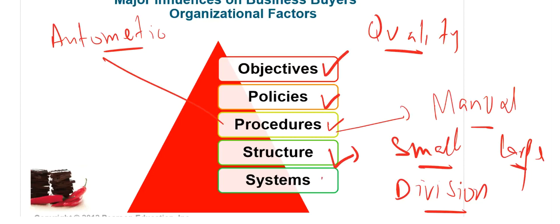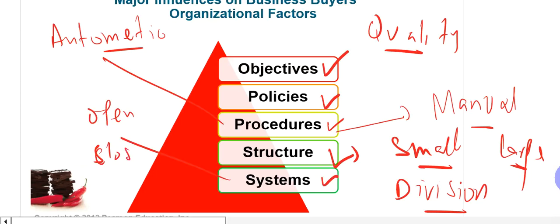Next, it is the system. As we have studied, there are two different types of system. One is open system and one is closed system. So we will definitely have to take a look at whether the organization is an open system or a closed system, and then the decision of the organization will be influenced.